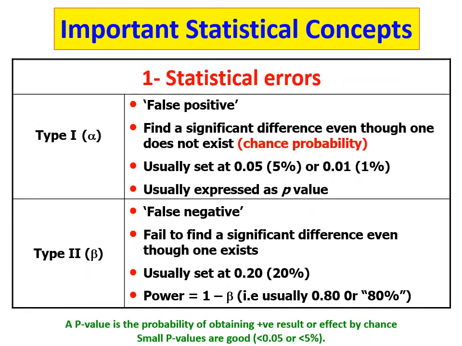The last point is to discuss two important statistical concepts. Number one, statistical errors. We have two statistical errors that should be considered while doing a statistical analysis. Number one, type one error. Type one error is called the false positive, which means finding a significant difference even though there is no difference, by chance, for example.